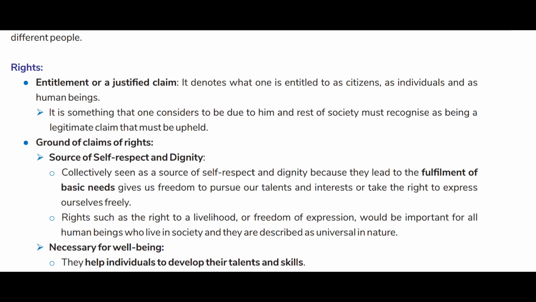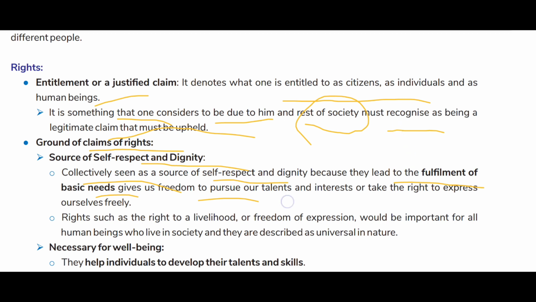It denotes what one is entitled to as citizens, as individuals and as human beings. It is something that one considers to be due to him, and the rest of the society must recognize as being a legitimate claim that must be upheld. Grounds of claim of rights. Source of self-respect and dignity. Collectively seen as a source of self-respect and dignity because they lead to the fulfillment of basic needs, give us freedom to pursue our talents and interests, or take the right to express ourselves freely.